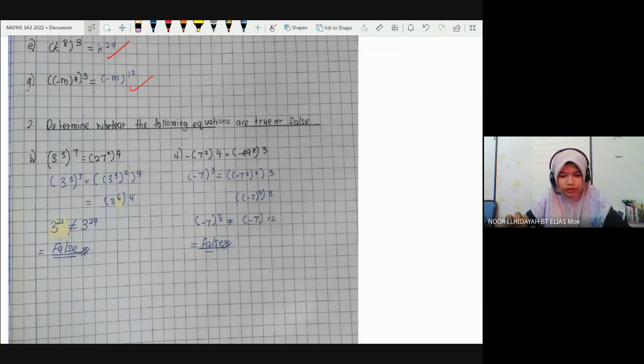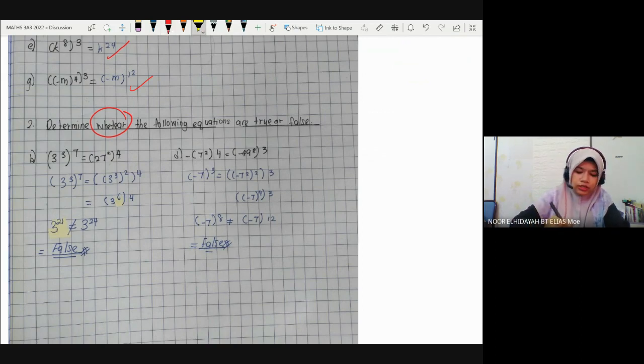Determine whether the following equations are true or false. To determine is it true or false, you have to use the linear equation, which means you have to use the equality concept. Look at the left hand side and the right hand side, make sure they have the same value. So here, 3 to the power of 3, to the power of 7, is it equals to 27 to the power of 2, to the power of 4?